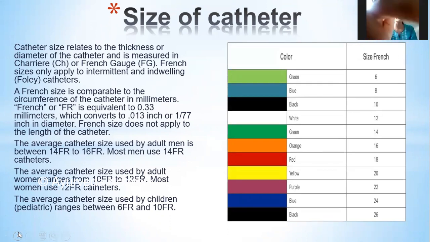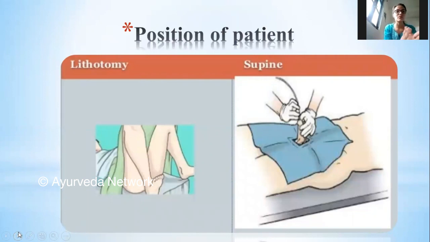So, size of the catheter. Usually the manufacturers follow this color code, and you'll find catheters of various sizes according to this color code, and you can identify them from here. I've told you that the size relates to the thickness or diameter of the catheter. It is measured in the French gauge, which we commonly just call French: 16 French, 8 French, 6 French, 10 French, like that. So we have discussed the common size in male, in female, and in pediatric.